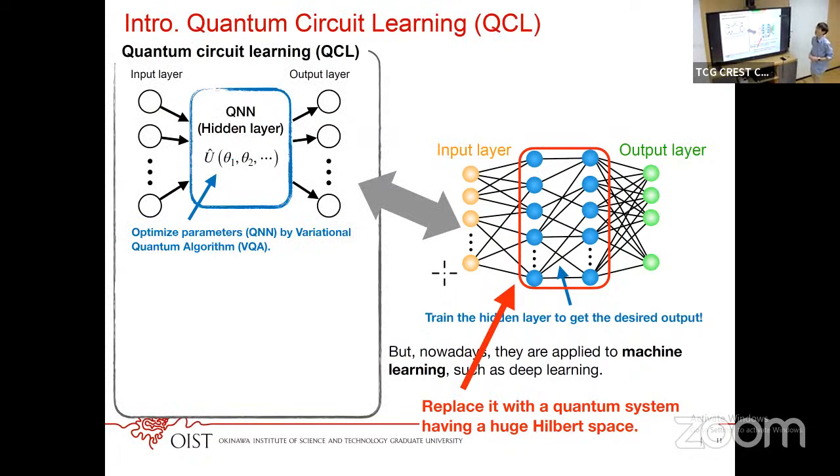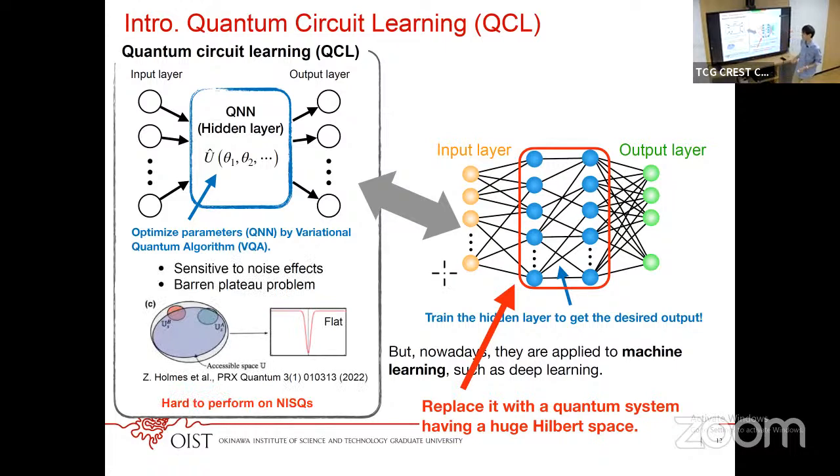Then some people proposed the quantum circuit learning model. They replace this part with a quantum system, and they call this a quantum neural network. It's like a circuit, a parameterized circuit with some parameter variables. By tuning these parameters, similar to the original machine learning, it's possible to get the desired output. To optimize these parameters, people generally use a variational quantum algorithm, the so-called VQA.